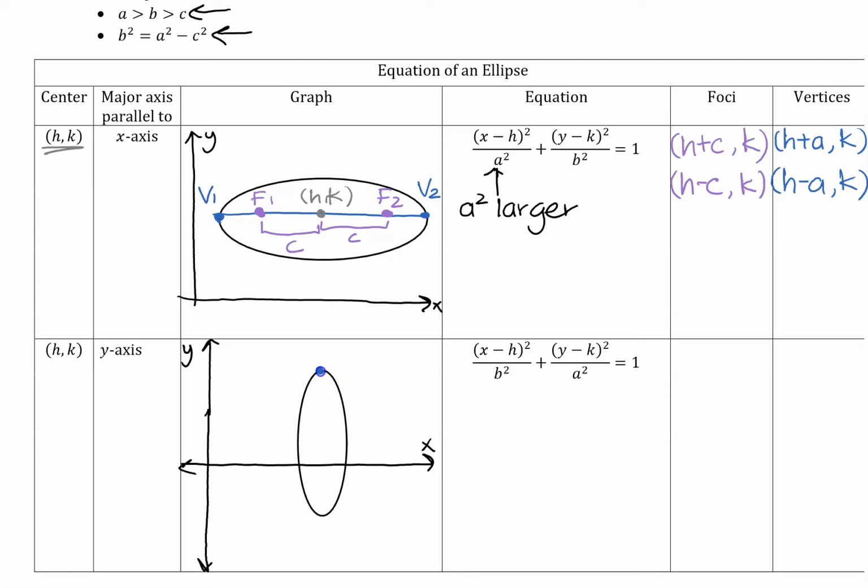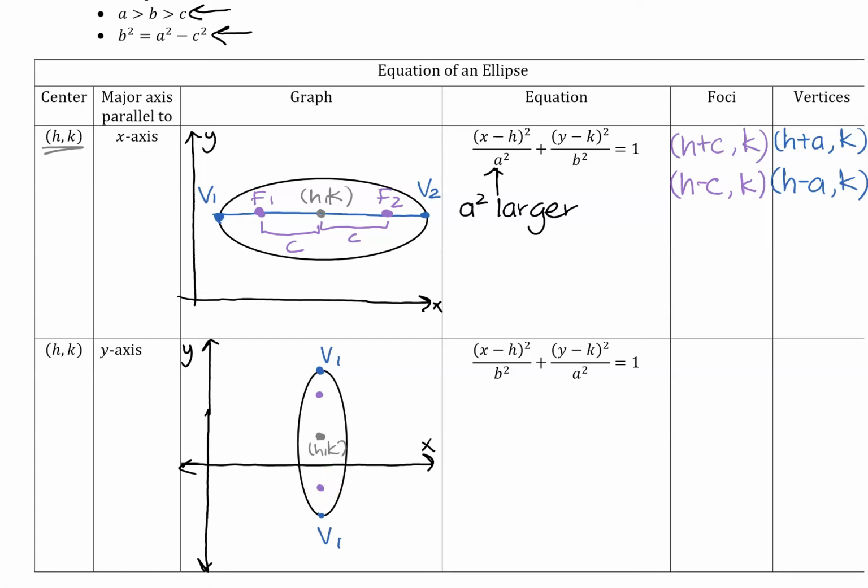The vertices of this ellipse would now be at the top and the bottom, so I'll label that V1 and V2. The center is still right there in the middle. I'll call that the point (h, k). The foci are still inside of the ellipse. The foci are always closer to the center than the vertices are. That's why c is smaller than a.